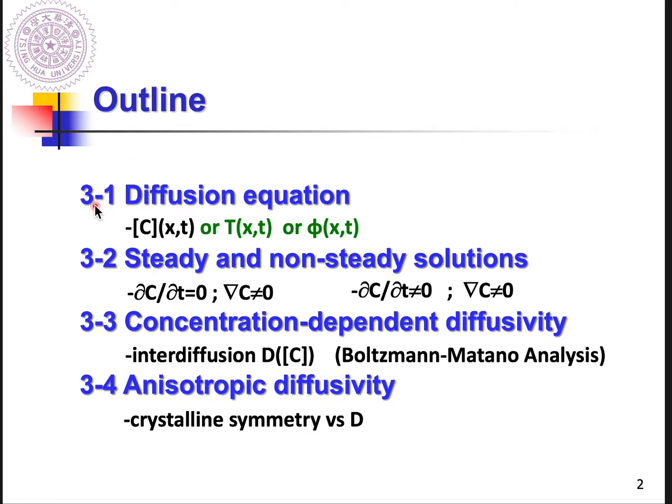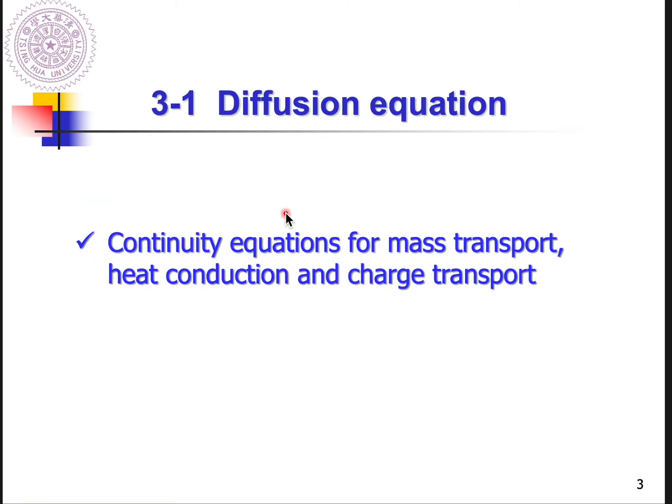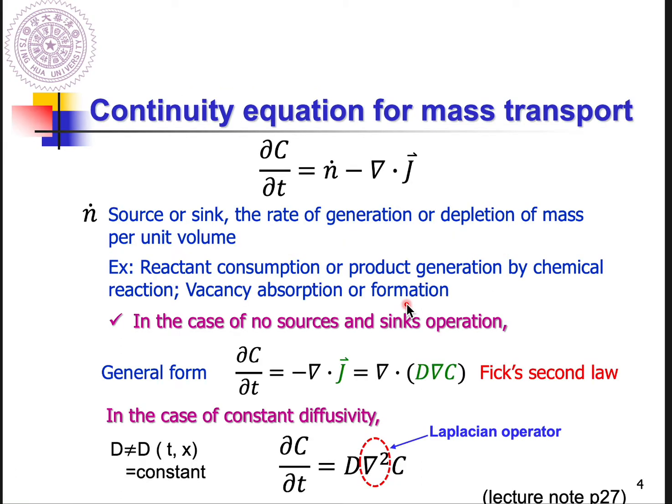So let's move to the first part, which is how to formulate the diffusion equation. How can you get or derive the diffusion equation you're familiar with? So everything starts from the continuity equation. The continuity equation can be applied not only for mass transport, but also for heat conduction and charge transport. So how can we derive the diffusion equation we're familiar with? It starts from the continuity equation.